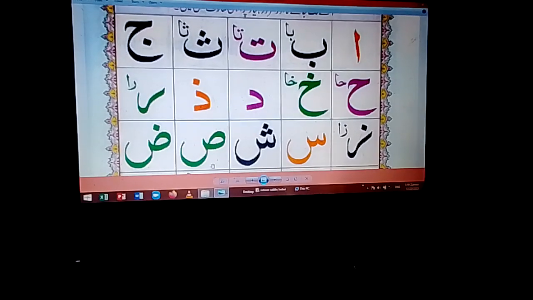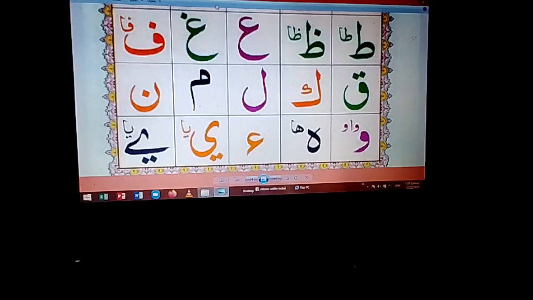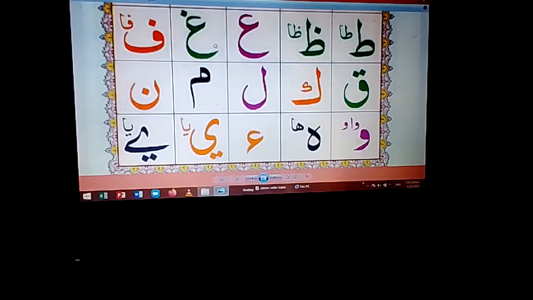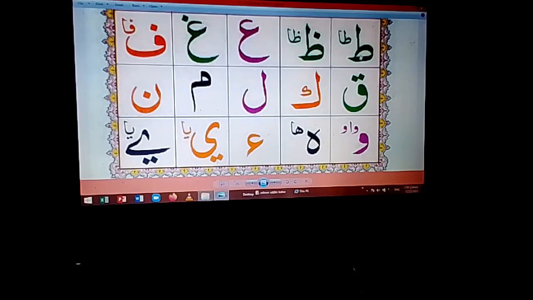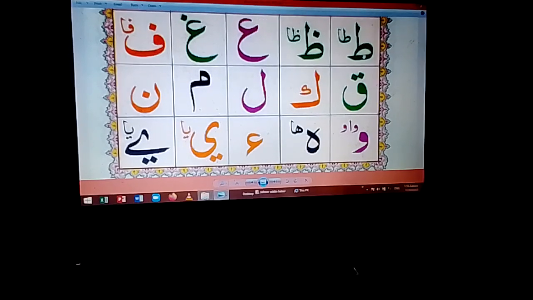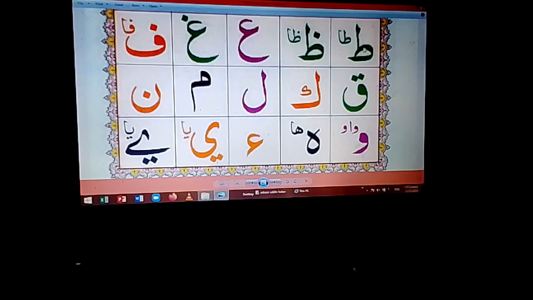Now moving towards the next line. 3 lines we have done, then we have 3 more lines. They are the last 3 lines. Again, a pair of 2 letters. One is without dot and one is with dot. So without dot is thaw, thaw, and with one dot that would be zo, zo.